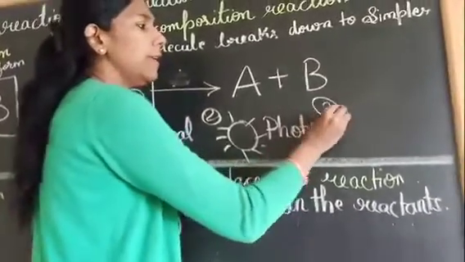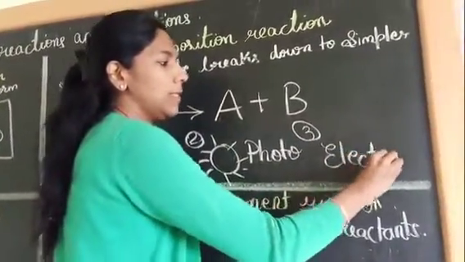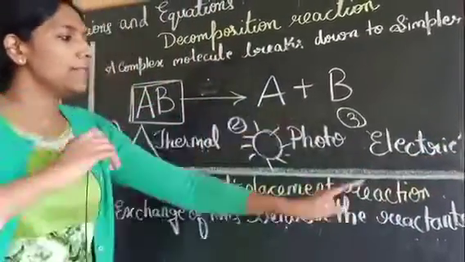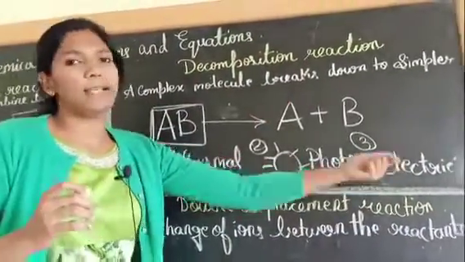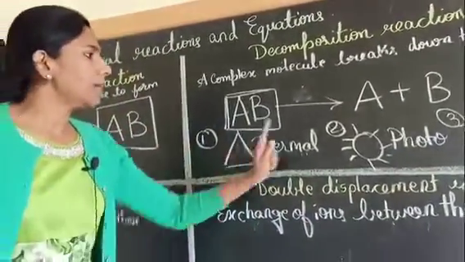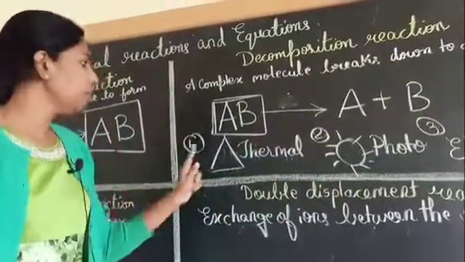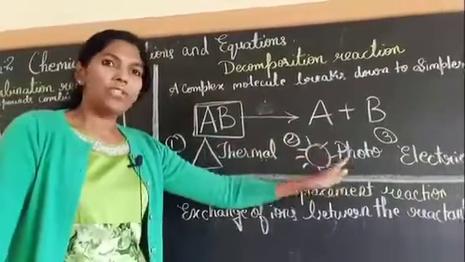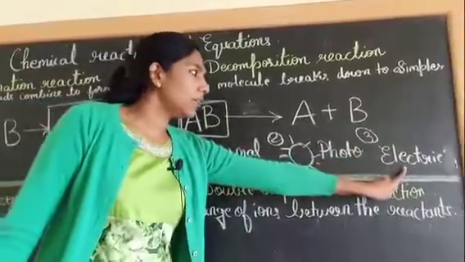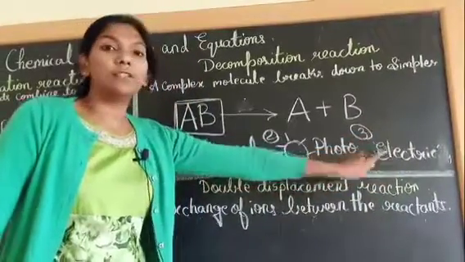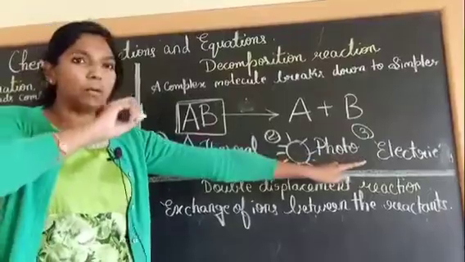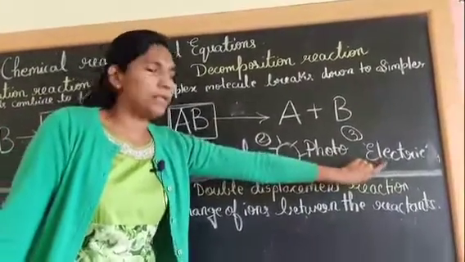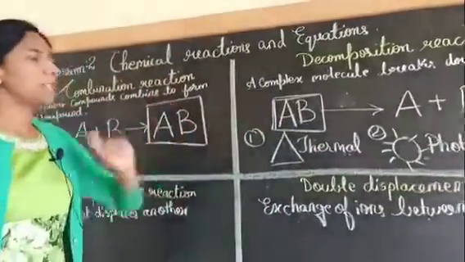The third one, electric. Electricity is involved, so we may call it electric decomposition. So these are the three types of decomposition reaction. Thermal decomposition where heat is involved, photo decomposition where light is involved, and electric decomposition, that means the compound is broken into simpler products in the presence of electricity. So that was the second one.